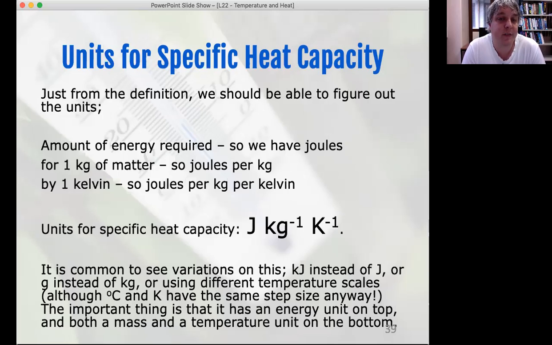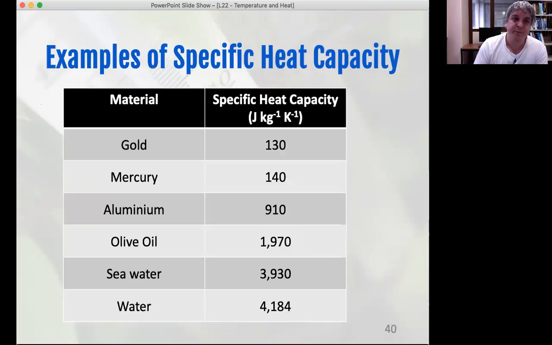So when we're talking about specific heat capacity, we are usually talking, or we're always talking about a temperature difference. But there may be problems where you're actually using both actual temperatures, specific definite temperatures that you need to convert, and temperature differences that you don't need to convert. So do be very careful with all of that.